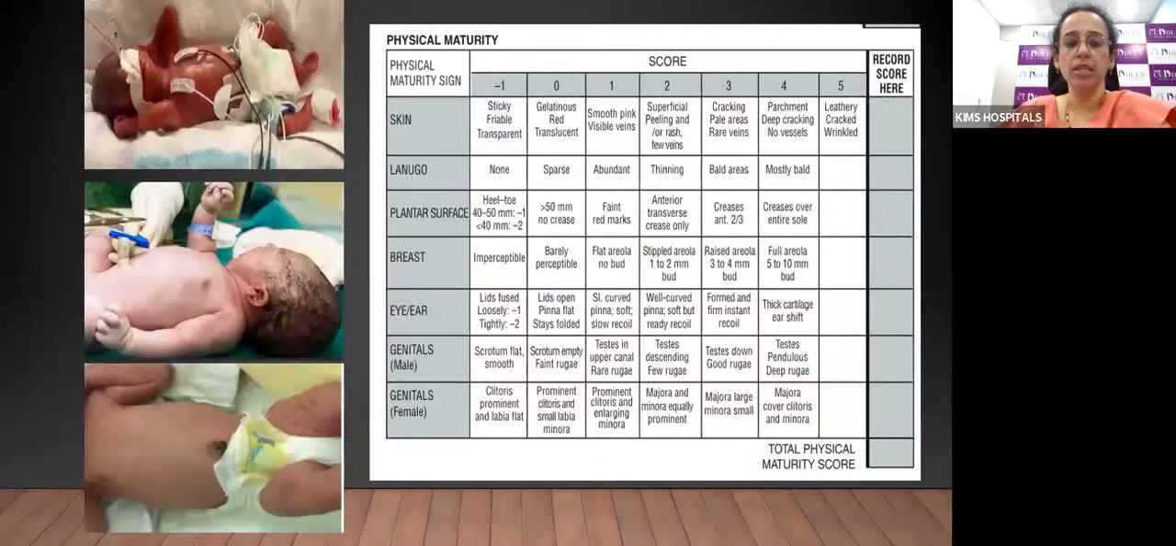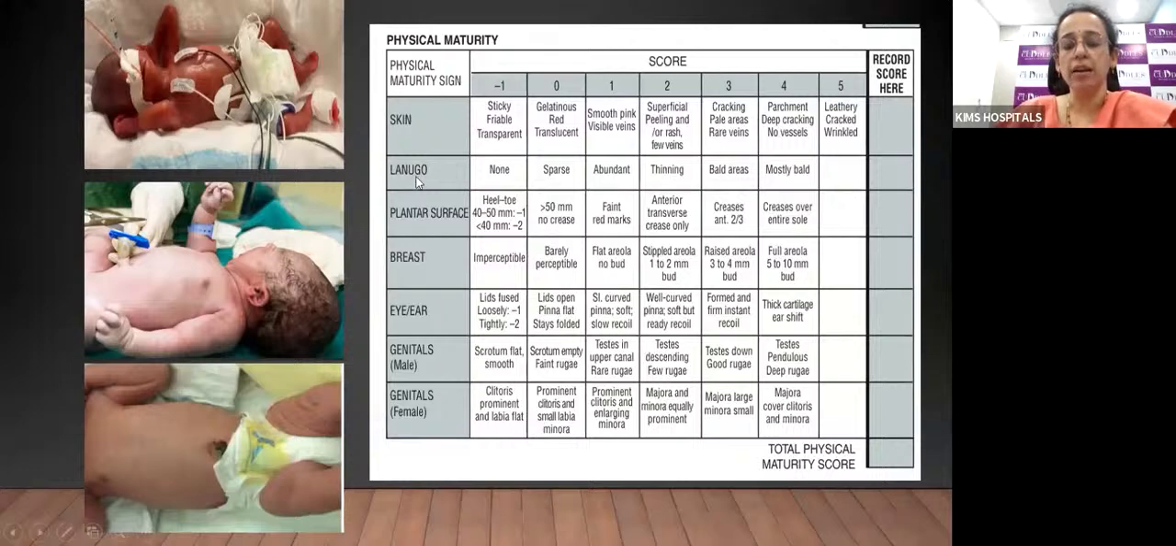So this is the New Ballard's physical maturity scale. If we can see in this picture, we are seeing babies of different gestational ages ranging from extreme preterms to term baby and also a post-mature baby. Post-dated babies usually have a dry scaly skin which is due to the loss of the vernix caseosa as the baby becomes more mature and leads to drying and peeling of the skin. So just by looking at the baby, we can tell whether the baby is an extreme premature baby or very preterm baby or a term baby or a post-term baby.